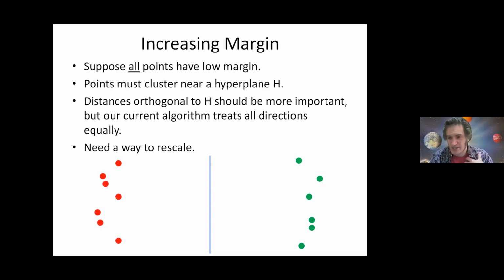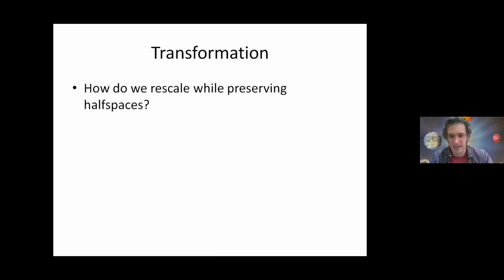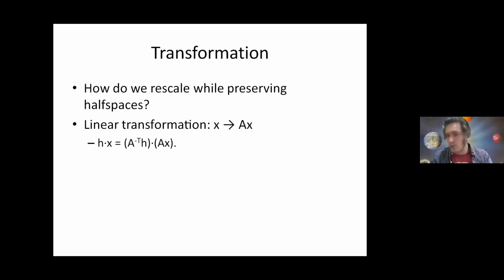So this is the high-level idea of what we're trying to do. But to get down to some more details, the first thing that we need to ask is how do we rescale points while preserving the properties of the problem? We need a way to move points around while preserving half spaces. And a natural way to do this is by linear transformations.